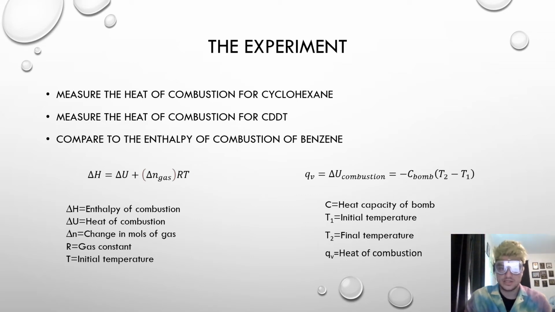Now we relate the heat of combustion to enthalpy by determining the change in the number of moles of gas and the number of moles that combust, multiplying by the gas constant and the initial temperature, and then adding that to the heat of combustion to find the enthalpy of combustion. And then the heat of combustion we can find by measuring the temperature change during the combustion process and multiplying that by the heat capacity of the bomb portion of the bomb calorimeter, and that will allow us to find the heat of combustion.